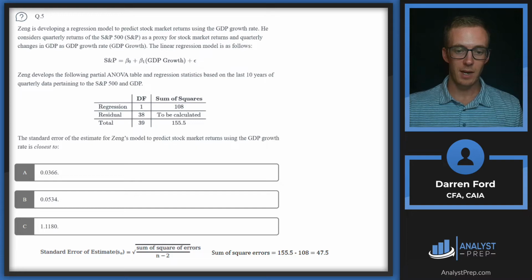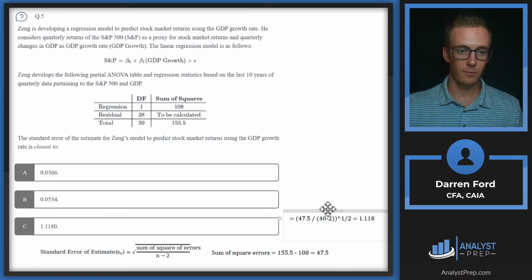And then our denominator is going to be 40 minus 2 for the total number of observations that we have, 10 years, 4 quarters per year, and subtract 2 from that per the formula. Take the square root of all that. We get 1.118. Answer is C.